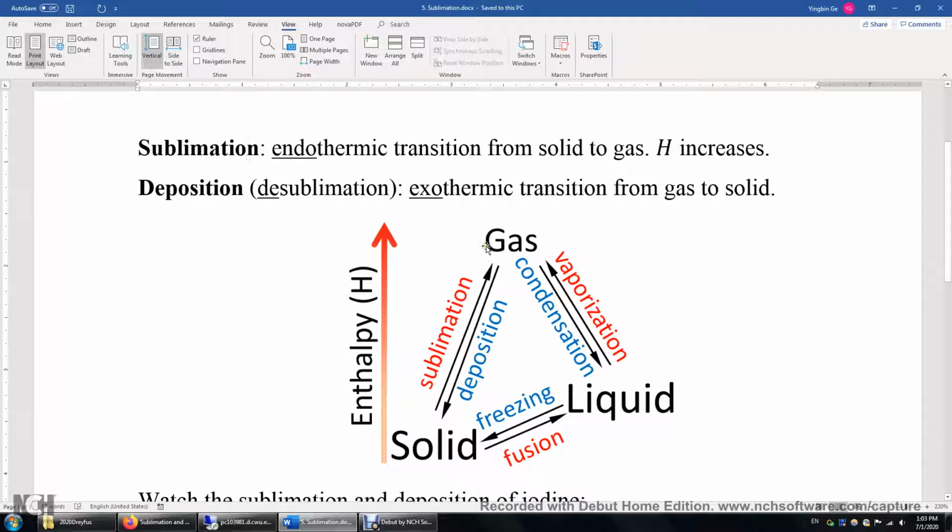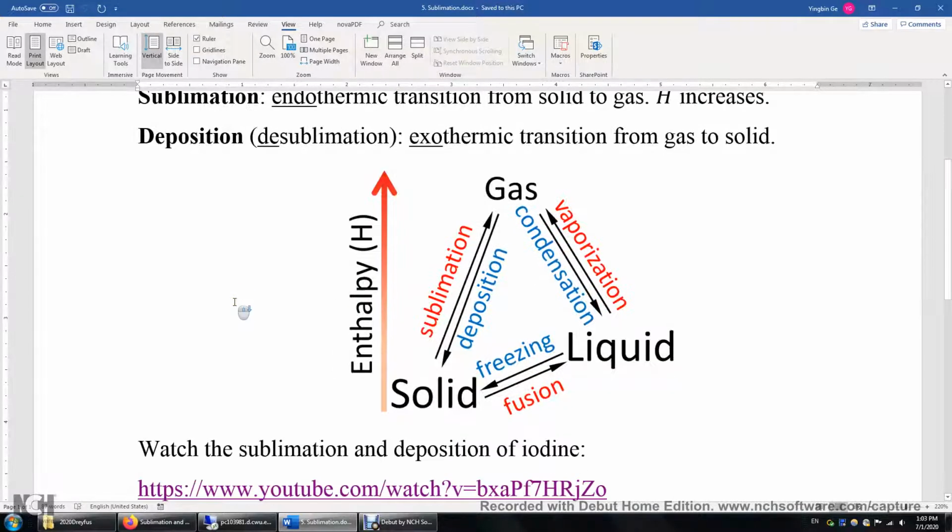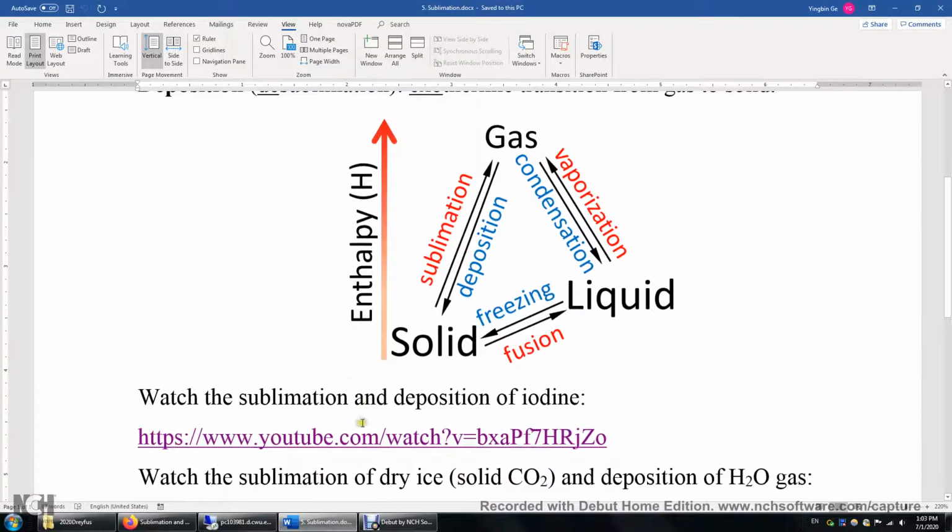From solid to gas, it's called sublimation. From gas back to solid, it's desublimation or deposition. Now let's watch the video about the sublimation and deposition of iodine.